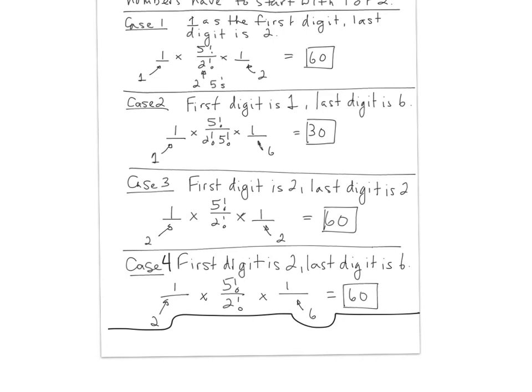So now, the total number is equal to, we're going to add everything together here. Okay, so 60 plus 30 plus 60 plus 60 is equal to 210 different numbers that we can get from there. Okay, and that's how you need to do it case by case in this particular question here.